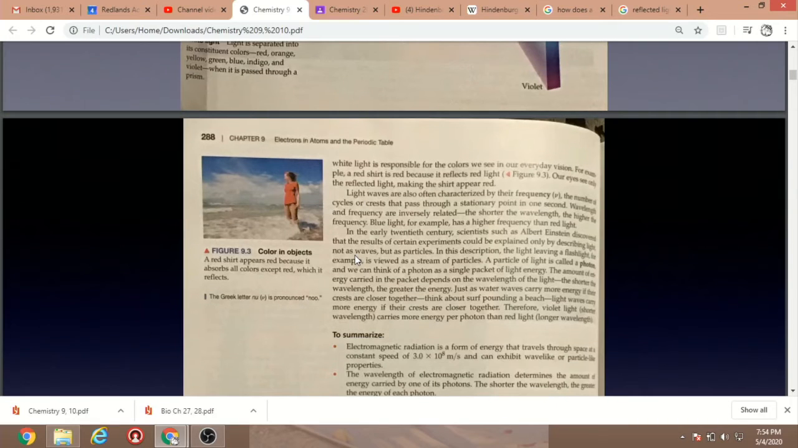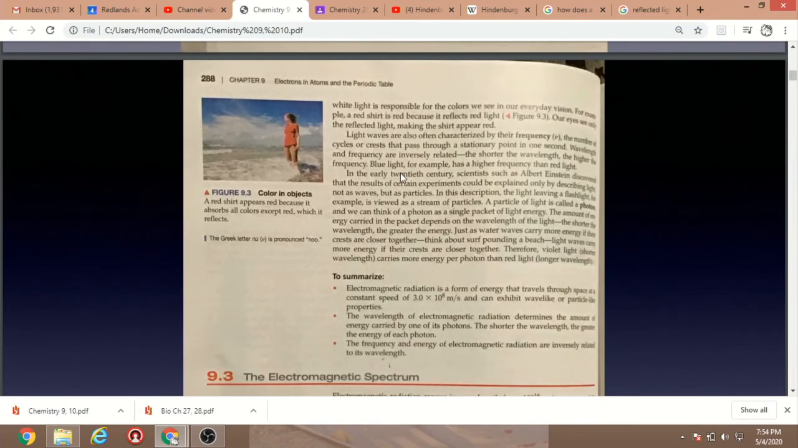Okay, and so again, white light's responsible for all the colors we see, because it provides all the wavelengths necessary for our eye to see, and then whatever, again, is only reflected back to our eye is what we see.